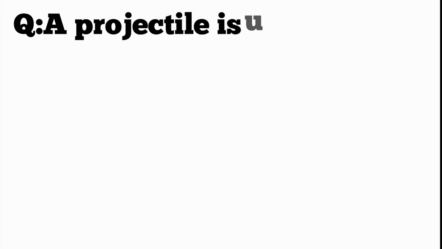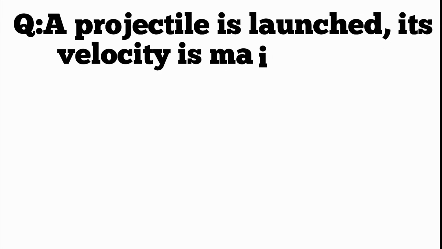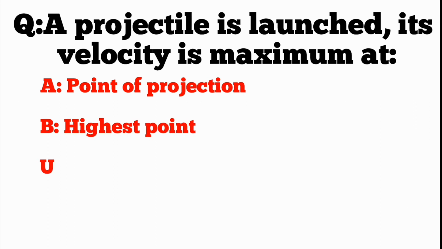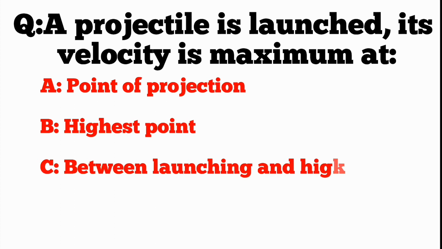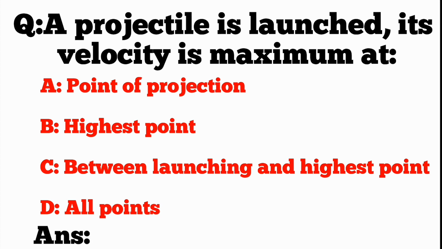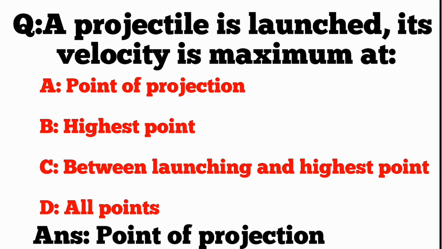Q. A projectile is launched. Its velocity is maximum at A. Point of projection, B. Highest point, C. Between launching and highest point, D. All points. Ans. Point of projection.